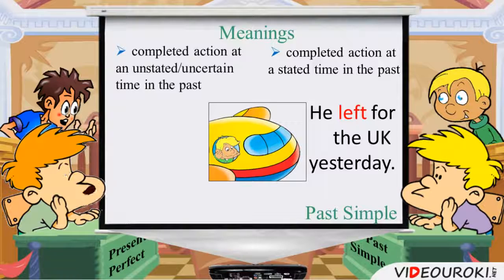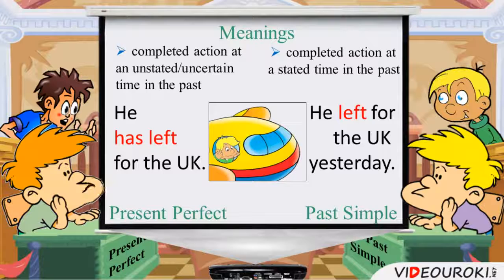And if we speak about a completed action which happened at an unstated or uncertain time in the past, we use the present perfect tense. He has left for the UK. When did he leave? We don't know the time. It is not stated.